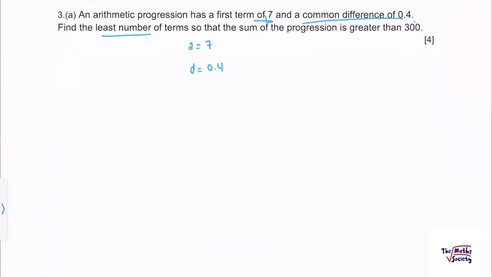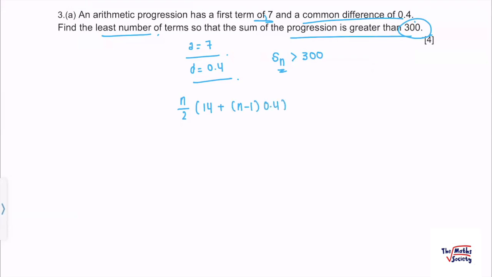And find the least number of terms so that the sum of the progression is greater than 300. So it has to be Sn greater than 300. So we want to know the n, right? Firstly, we know that d is equal to 0.4, a equals 7. If we use the formula, n by 2, and it's going to be 14 because we have 14 plus n minus 1 times 0.4, and that's going to be greater than 300.